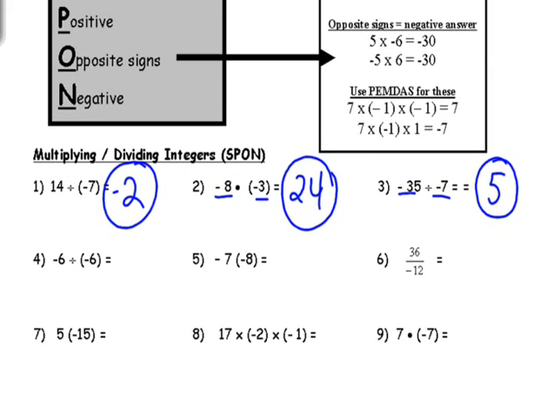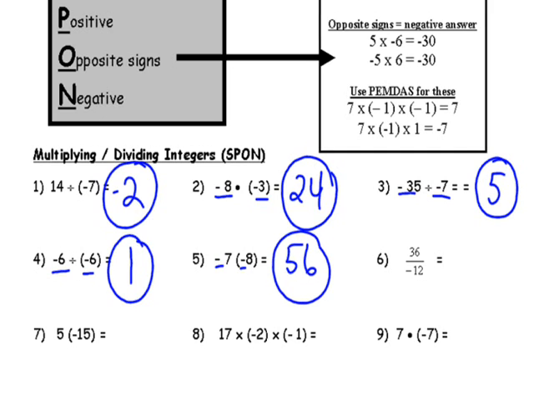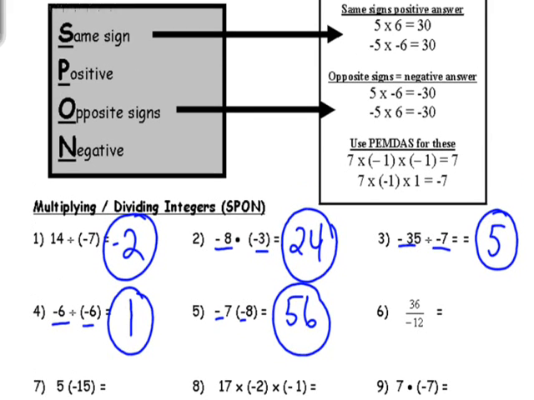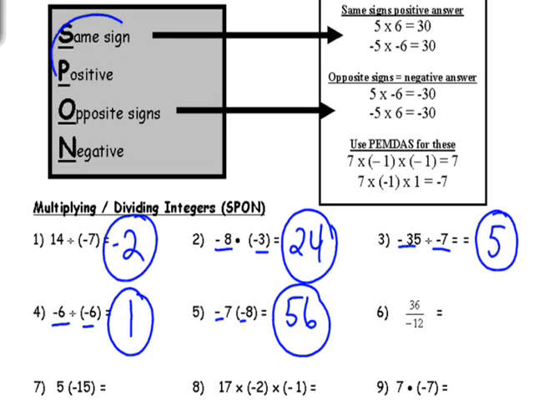Number 4. Negative 6 divided by negative 6, 6 divided by 6 is 1. The signs are the same, so it's positive 1. The next one, I ignore the signs. I just do 7 times 8 is 56. The signs were the same. They were both negatives, so it's a positive. If the signs are the same, again, your answer will be positive. If the signs are opposite, you'll have a negative result.